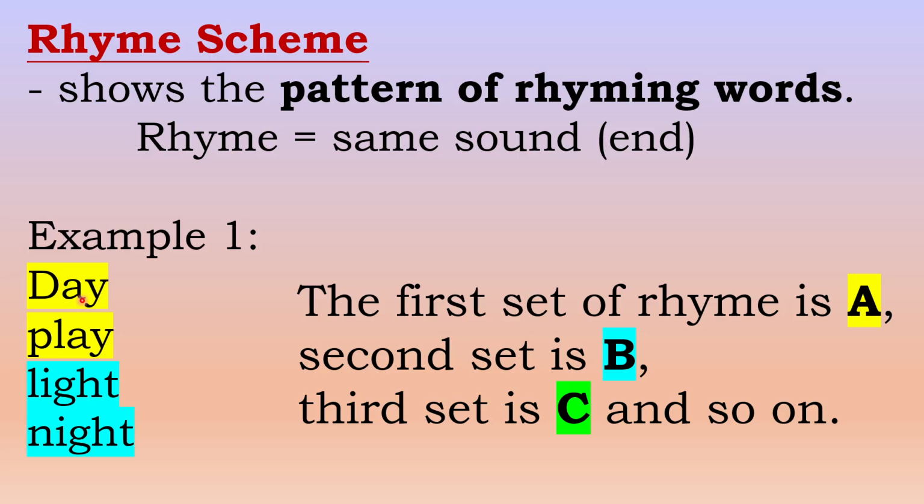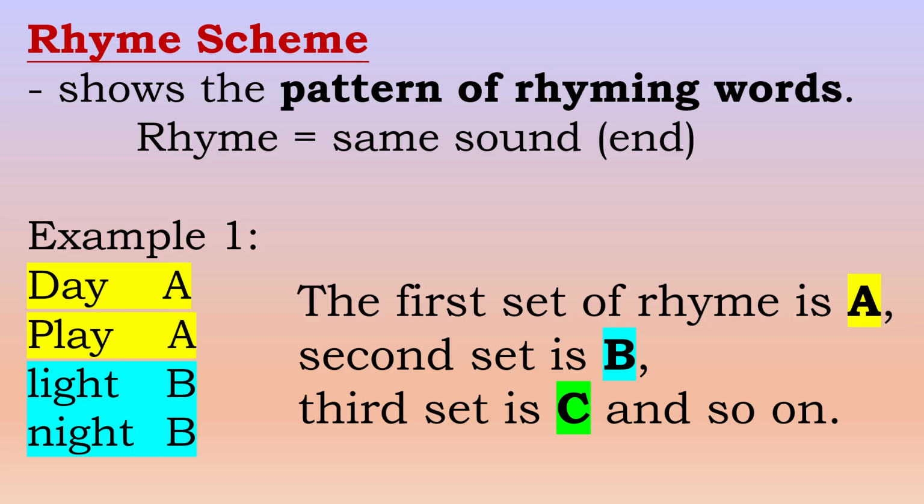So each set of rhyme starts with A. In this case, day and play are the first set of rhyme. So these are letter A. So that means this is A and this is another A. The next line, or the second set of lines, we will label B. Since light and night are another set of rhyme, we will label them B. So A, A, B, B.